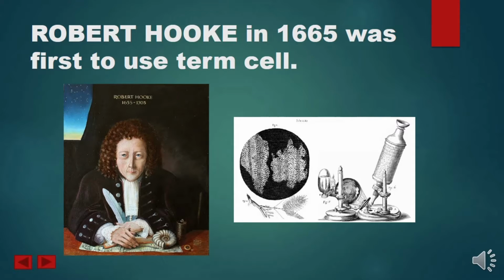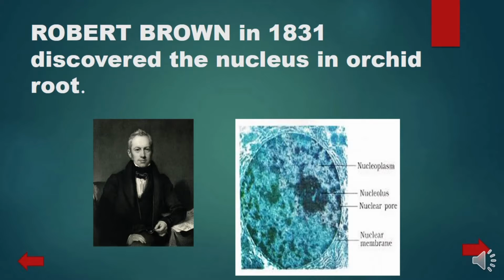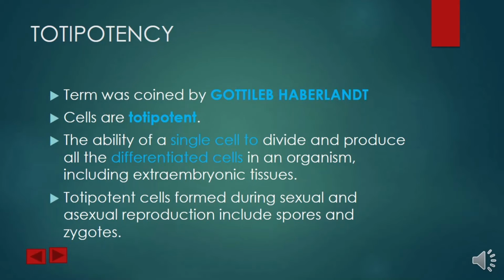Robert Brown, in 1831, discovered the nucleus in orchid roots. While investigating the fertilization mechanism of plants in the Orchidaceae and Acalyphidaceae families, he noted the existence of a structure within the cell of orchids, as well as many other plants, that he termed the nucleus of the cell. While the discoveries were going on regarding the cell, the term totipotency was coined by Gottlieb Haberlandt.